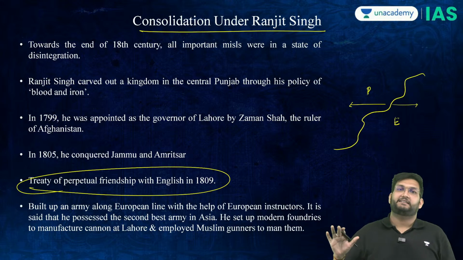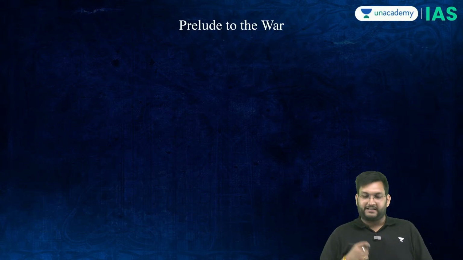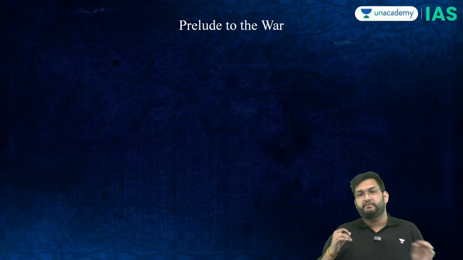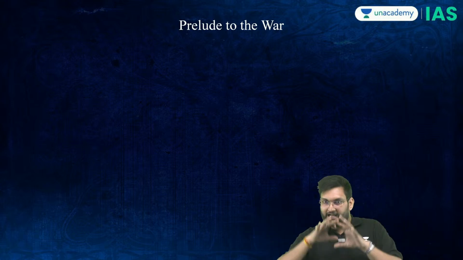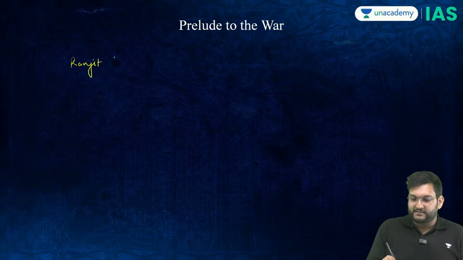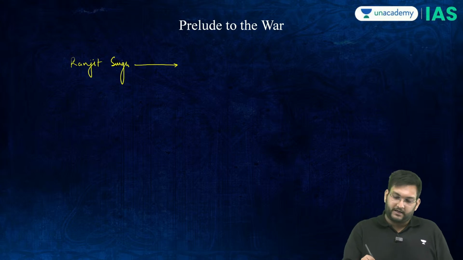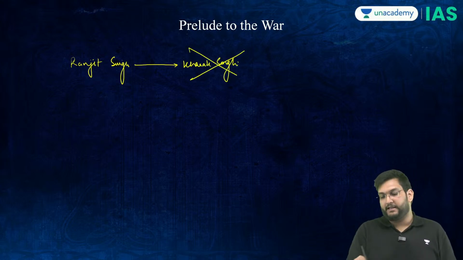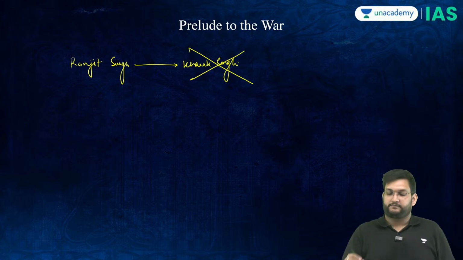Till Ranjit Singh is alive, everything is sorted. But as soon as Ranjit Singh dies, things go bad very quickly because of infighting again. Ranjit Singh is going to die. He is then going to be succeeded by his son, Khadak Singh. But Khadak Singh is going to be killed by his own generals.